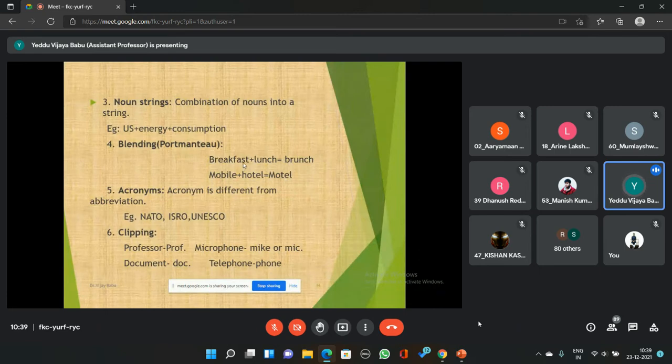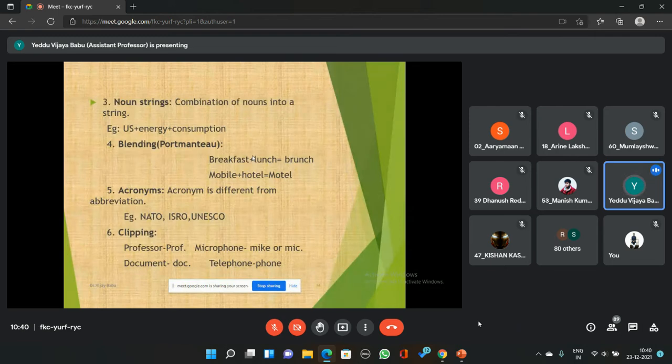I have given easily understandable and at the same time quite relevant sentences for your better understanding. By reading it once, you can understand this. And here, the combination you can also find is US energy consumption. If you look at US, it is the name of a place, a nation. Energy is a word representing a noun. Consumption is also a noun. So US energy consumption as a single unit represents a noun string.